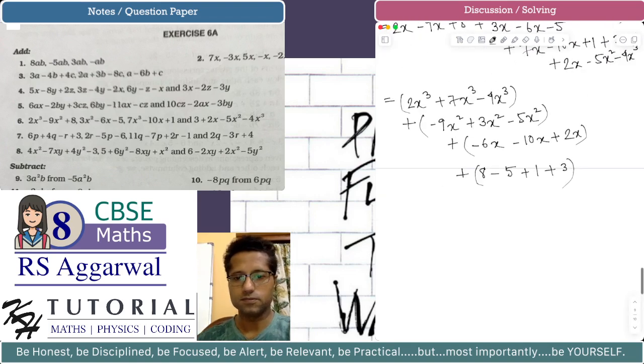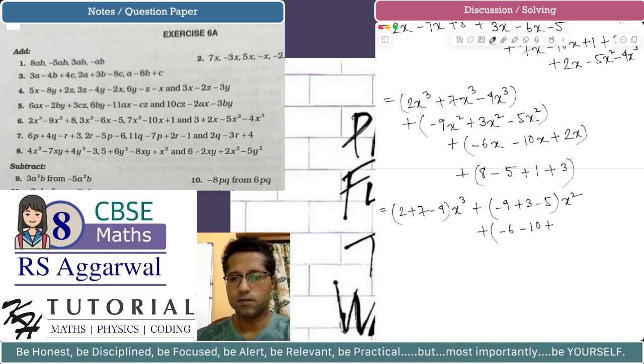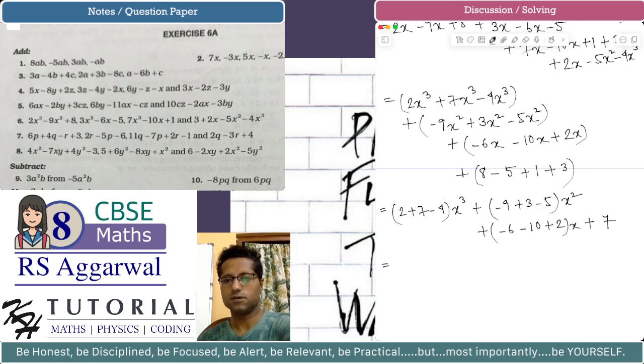Now if we add the like terms, we get 2 plus 7 minus 4 x cube, plus minus 9 plus 3 minus 5 x square, and then plus minus 6 minus 10 plus 2 x, and finally we have the constant term as 8 minus 5 plus 1 plus 3. Now I might be making some silly mistake in addition and subtraction of numbers. I'm not really focused on that. I hope you will understand.